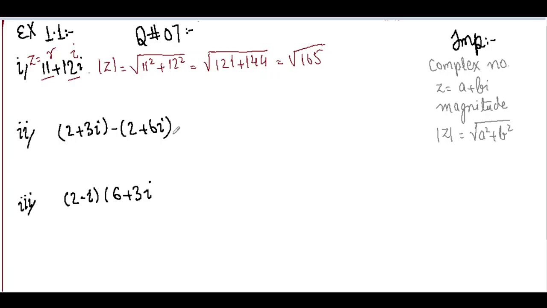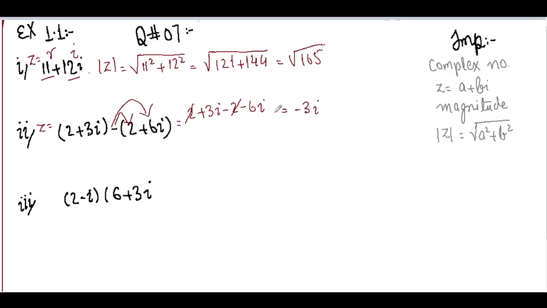Now moving towards the second part, again we let it equal to z and find its answer by subtracting these two complex numbers the way we have done in question number 1. 2 plus 3 iota minus 2 minus 6 iota. This negative sign has to be multiplied with 2 as well as with 6 iota. So 2 minus 2 are cancelled and the answer is 3 iota.